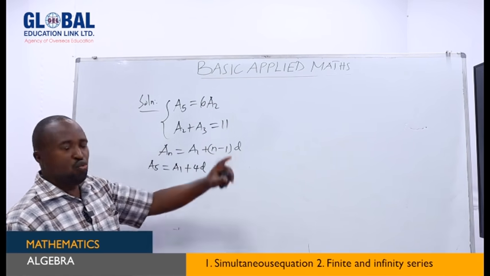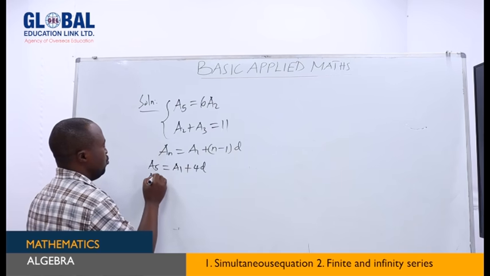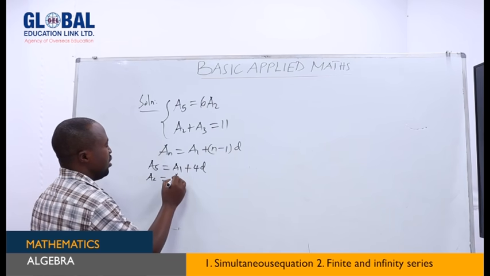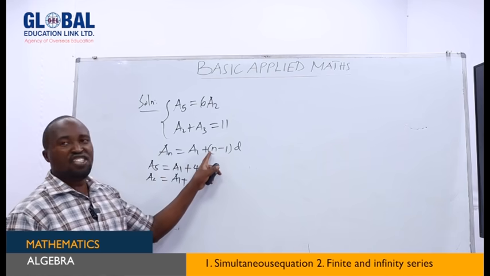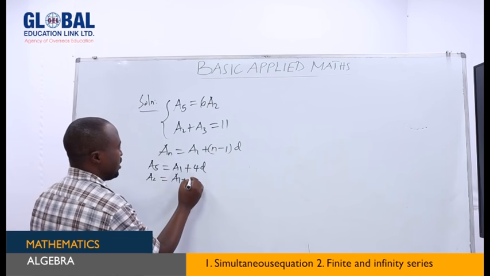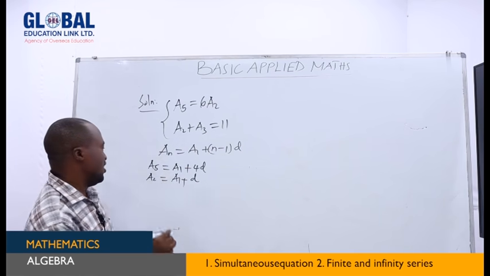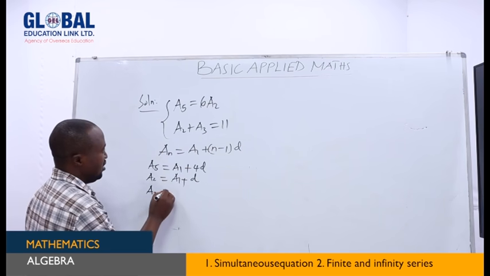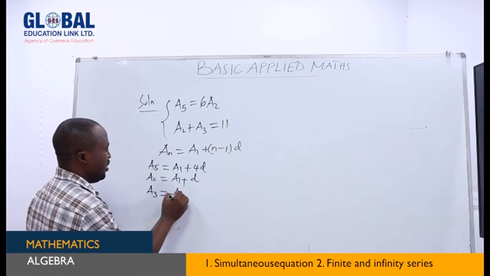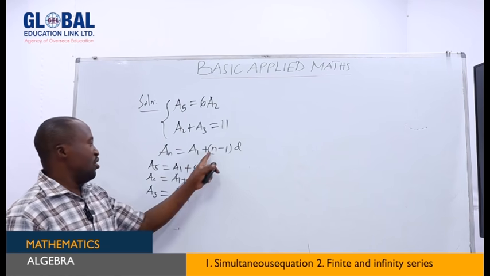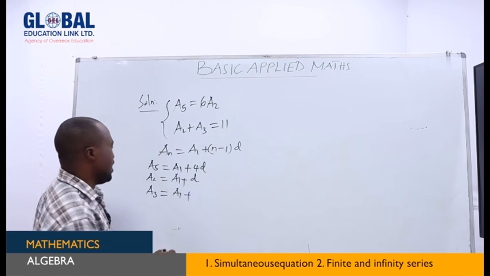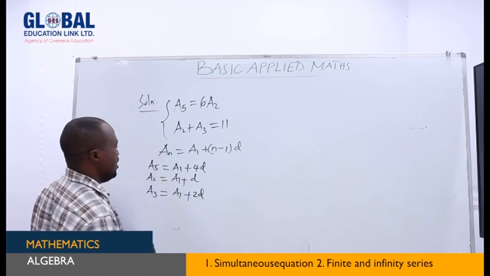Again, we have a2. So a2 will be equal to a1 plus, remember n is 2, 2 minus 1, that is 1 times d. We have d. But again, we have a3. So a3 is equal to a1 plus, our n this time is 3, so 3 minus 1, that is 2d.